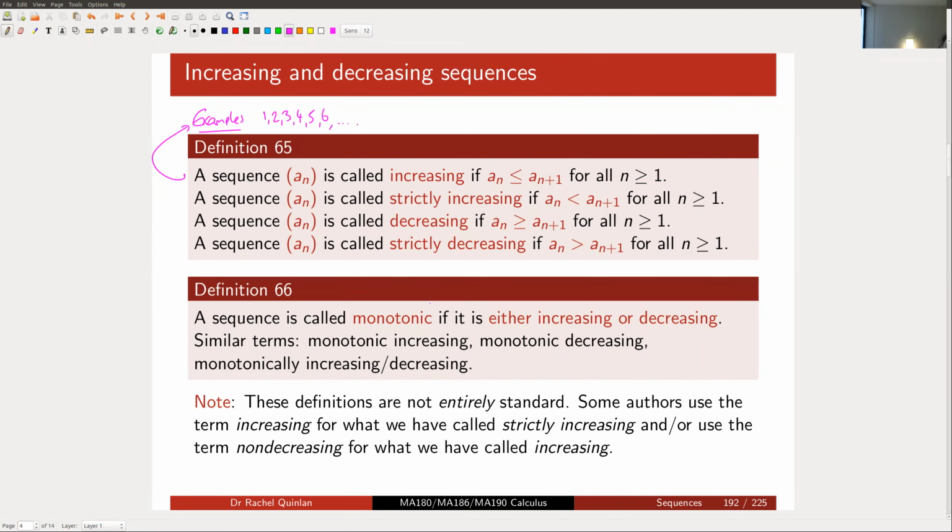Another example would be, just to make the point that in the definition here we say less than or equal to. So it's okay for two consecutive terms to be equal to each other, but it's not okay for one term to be greater than the next one. So you could have, for example, the sequence which has 1, 1, 2, 2, 3, 3, 4, 4, that would also qualify as being increasing according to this definition.